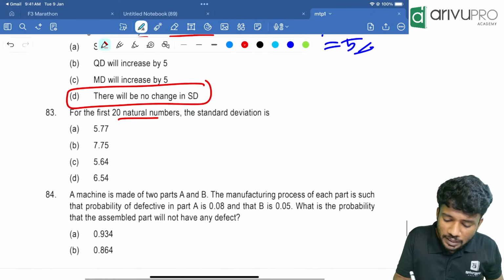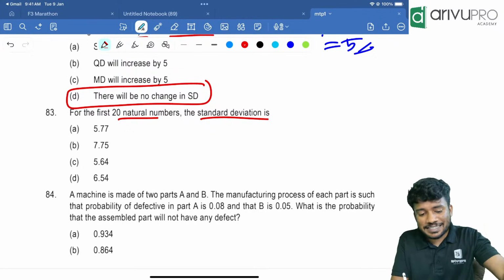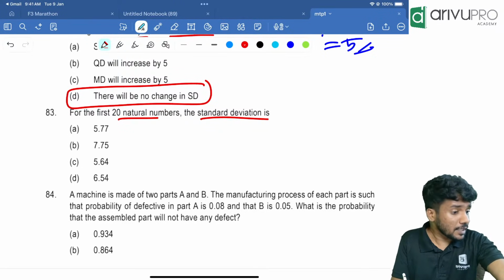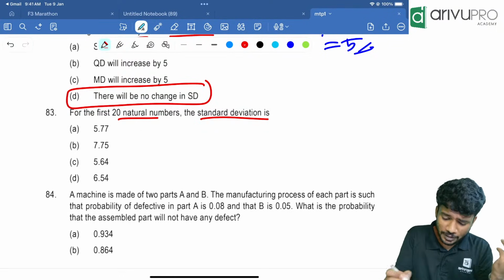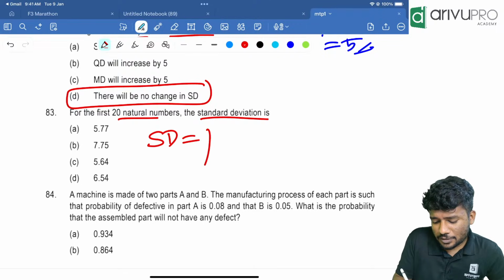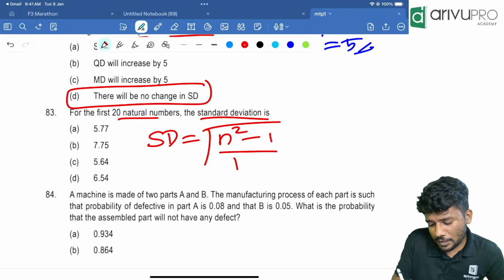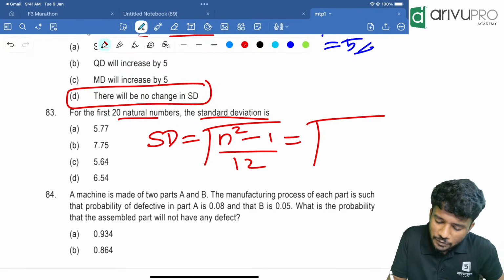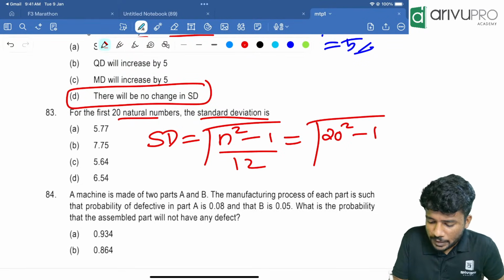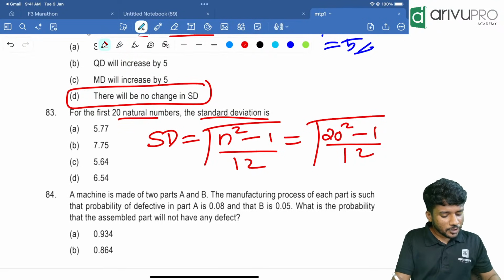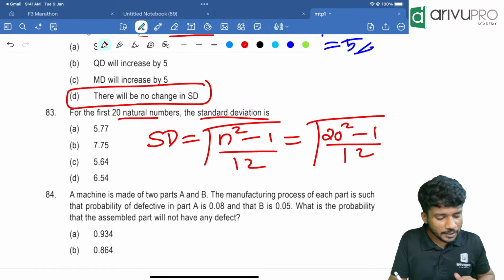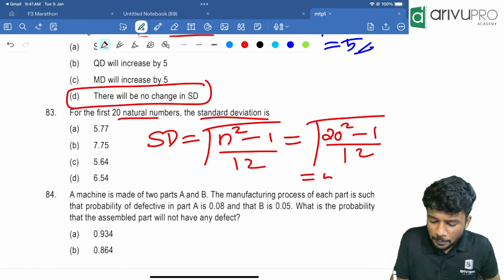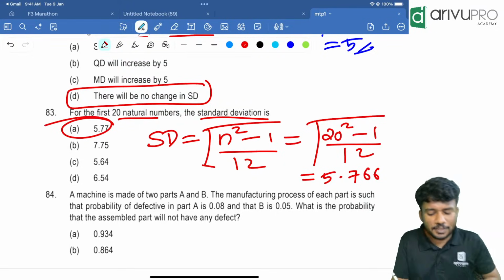For the first 20 natural numbers, the standard deviation is how much is the question? Now people, I already discussed this formula with you. So for first 20 natural numbers, that is n square minus 1 divided by 12. So n value is how much? 20. 20 square minus 1 divided by 12. Take your calculator. 20 into 20 minus 1 divided by 12. Then click equal to, then click root. You are getting it as 5.7666. Yes, so the nearest answer is option A, 5.77.